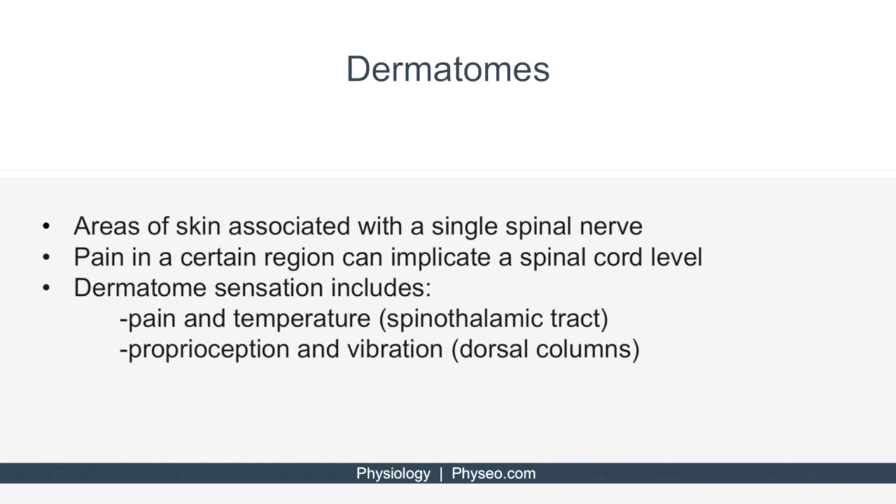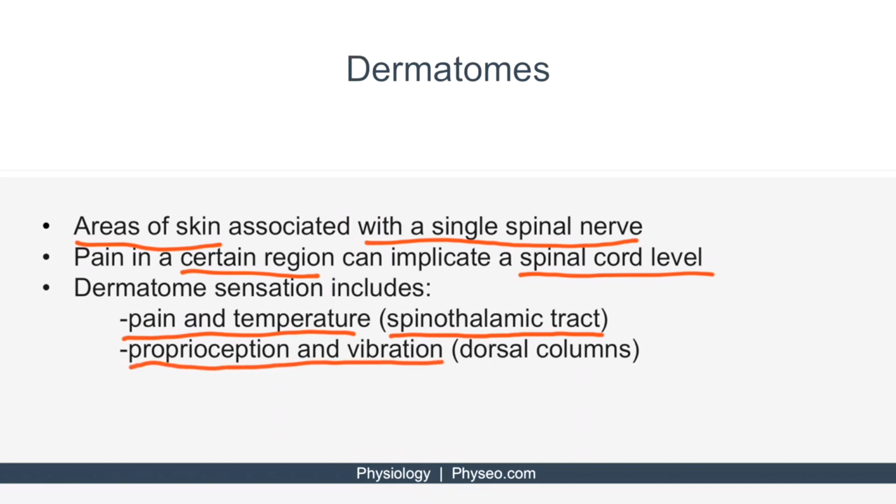Now, dermatomes are areas of skin associated with a single spinal nerve. So pain in a certain region can implicate a certain spinal cord level. And recall that dermatome sensation includes pain and temperature, and as you recall from Section 2, the spinothalamic tract is responsible for pain and temperature. Dermatome sensation also includes proprioception and vibration, which is carried through the dorsal columns.